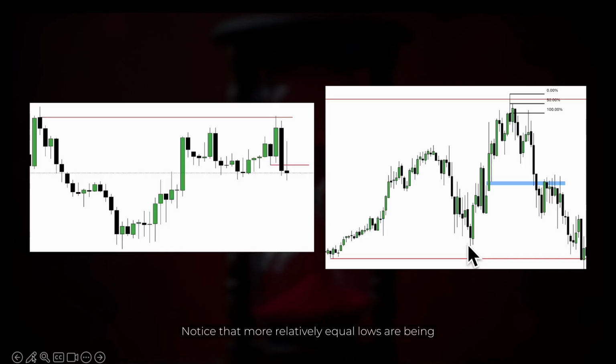Notice that more relative weak lows are being created, and the market then runs up higher, drawing towards the low of that bearish rejection block. Notice that the market is in a rush to reprice higher.